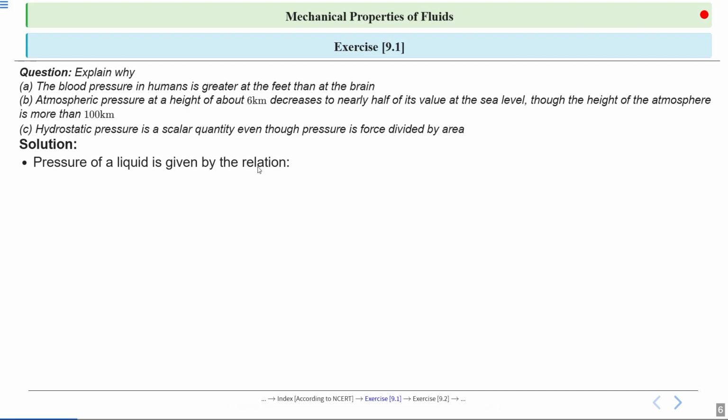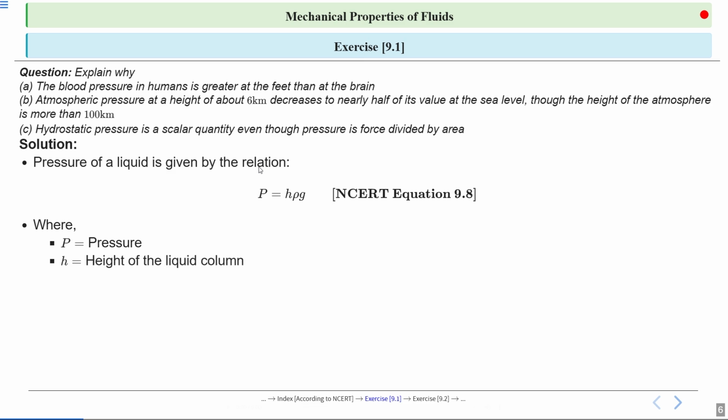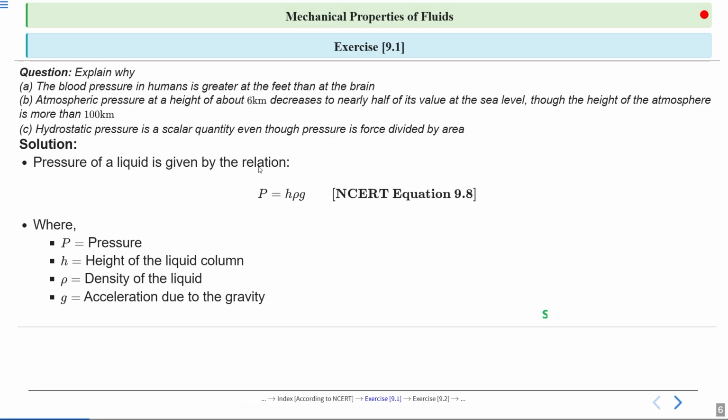The pressure of a liquid is given by the relation P equal to H rho G, where P is the pressure, H height of the liquid column, rho density of the liquid, G acceleration due to gravity. Alright.